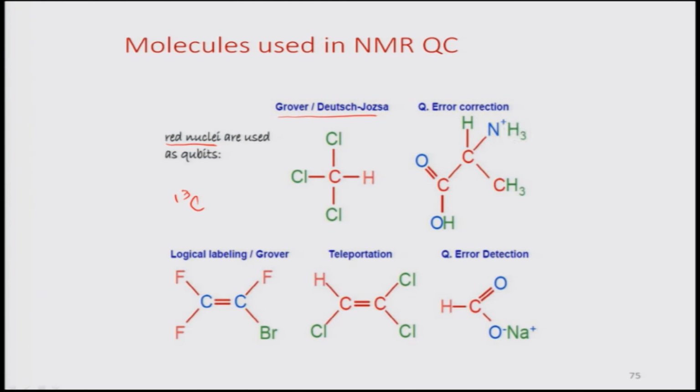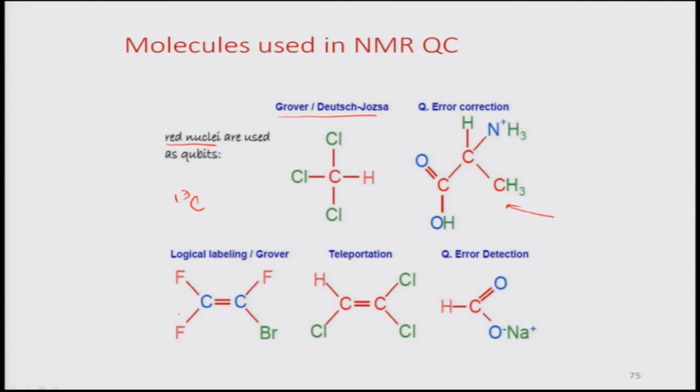Quantum error corrections have been shown to be achieved by this kind of a molecule, where we had the carbon being used as the qubits, only the carbons, not the protons. So, this way this is a 3 qubit system. Logical labeling and Grover's algorithm again have been utilized by using fluorine as the nuclei of choice for the NMR application. So, 1, 2, 3 fluorine.